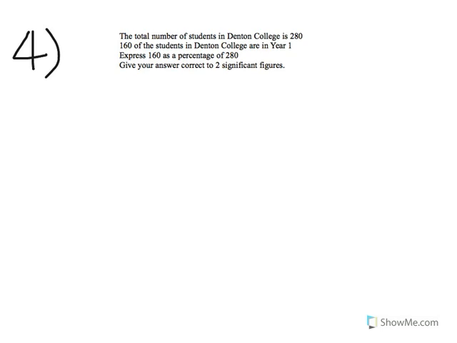Okay, in question 4, you're basically given the total number of students at a college is 280, and 160 of them are in year 1.